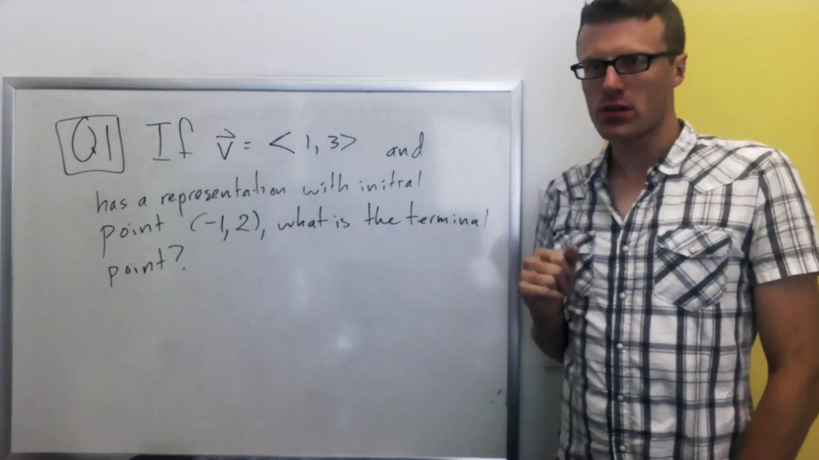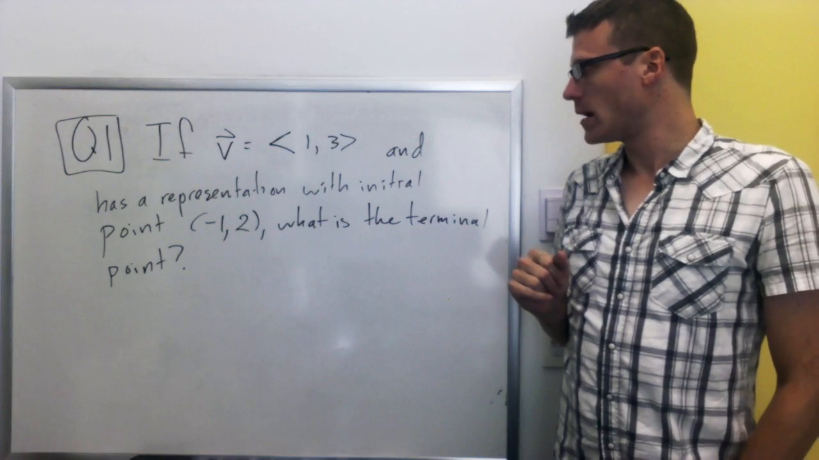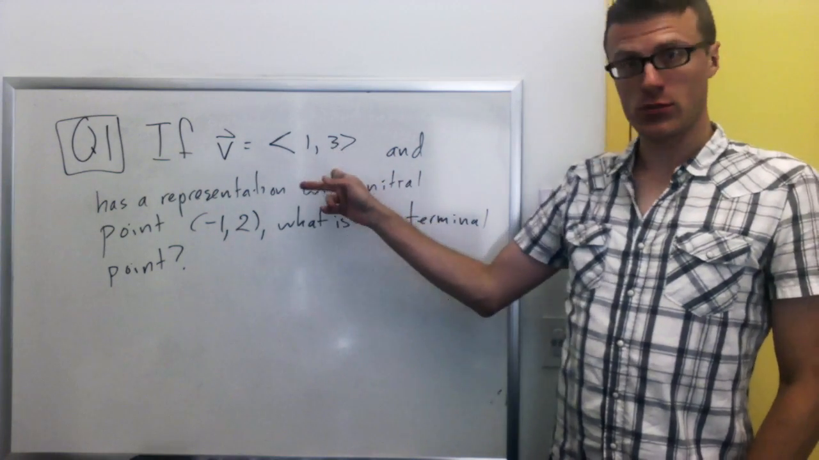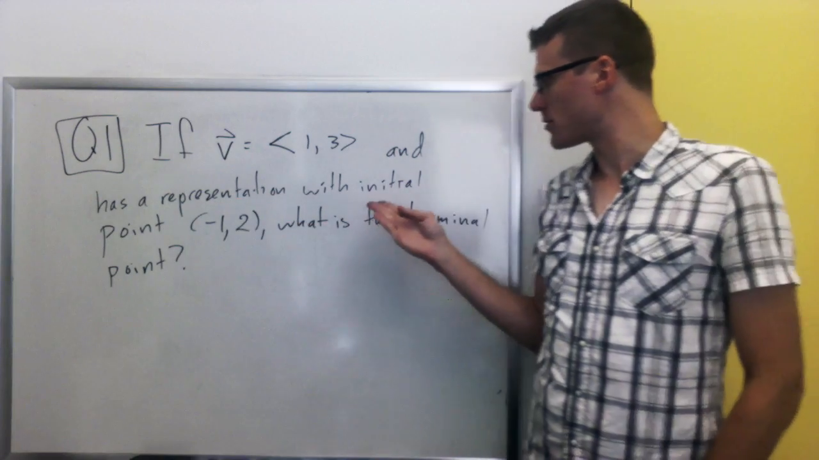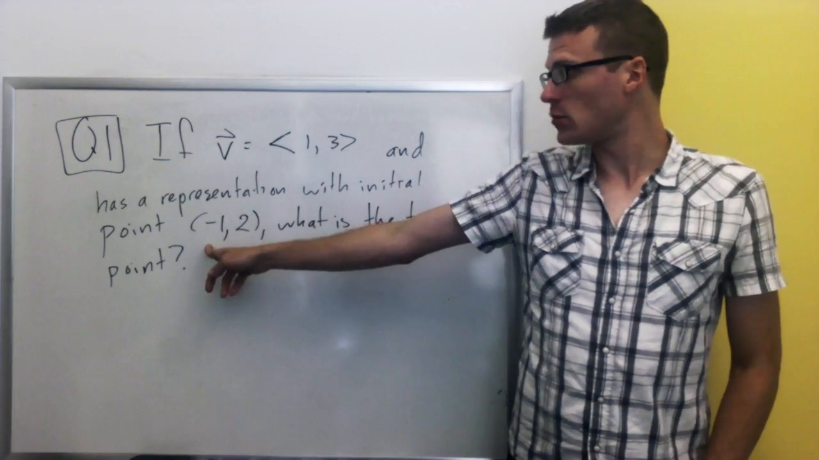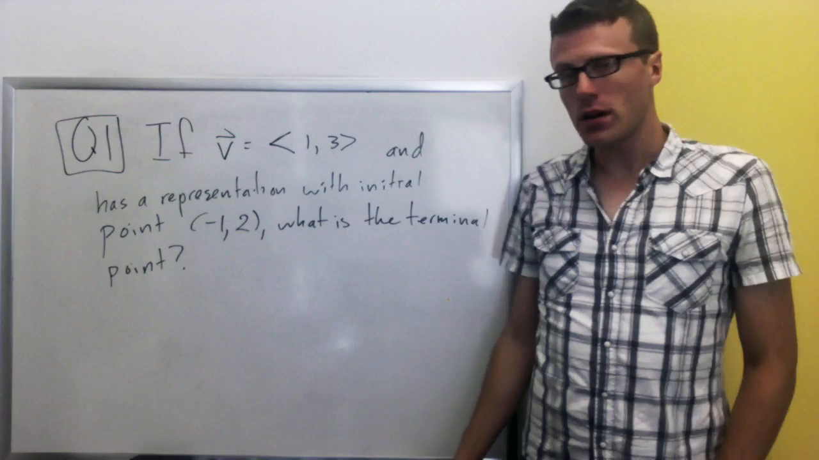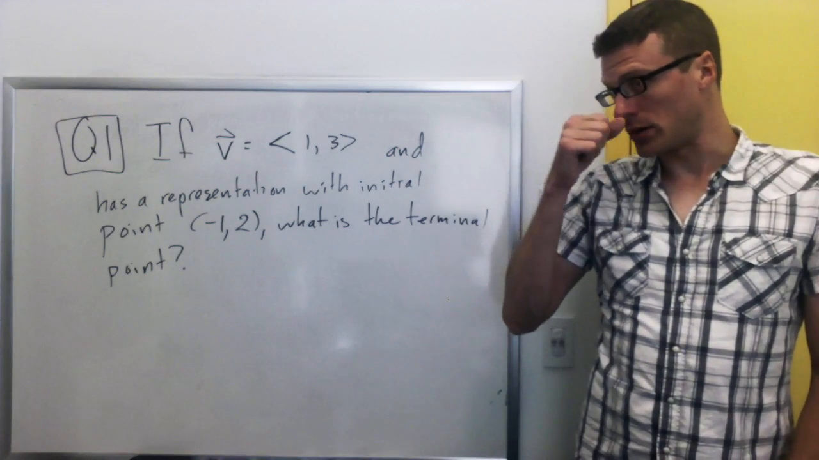A vector with components 1 and 3. So v has these for its components, and we're considering a representation with initial point negative 1, comma 2. What is the terminal point?